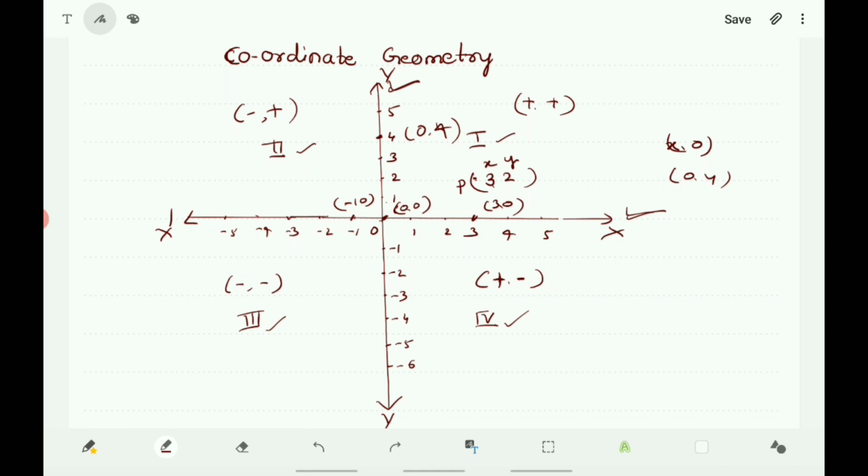And here if x and y are not equal, then you know that (x, y) is not equal to (y, x). If x equals y, then (x, y) is equal to (y, x). This is about the coordinate axis and Cartesian plane.